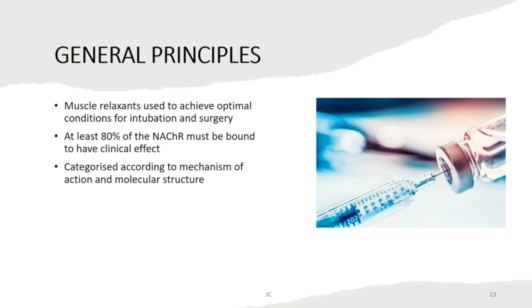So the general principle, muscle relaxants are used to achieve optimal conditions for intubation by relaxing the intrinsic laryngeal muscles, and also achieve optimal conditions for surgery as well, like your abdominal surgeries where you need muscle relaxation. We know that at least 80% of the nicotinic acetylcholine receptors must be bound in order for there to be a clinical paralytic effect. And they're categorized according to their mechanism of action, depolarizing, non-depolarizing, and then they're further classified by molecular structures, you'll see.